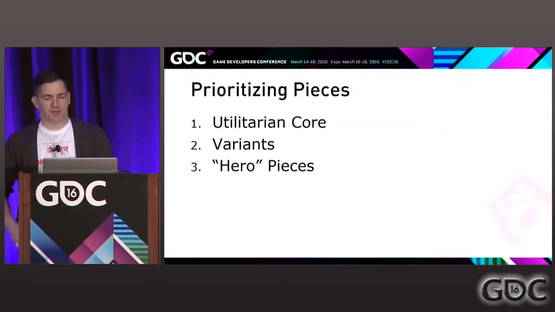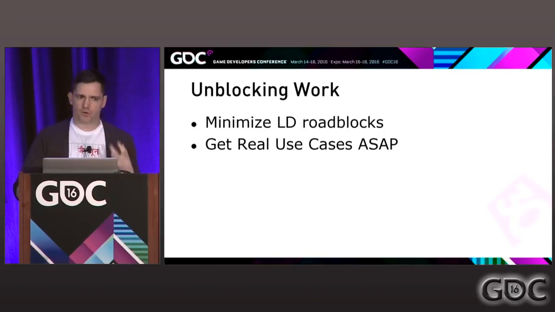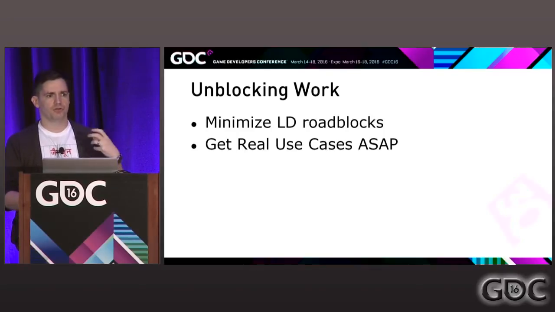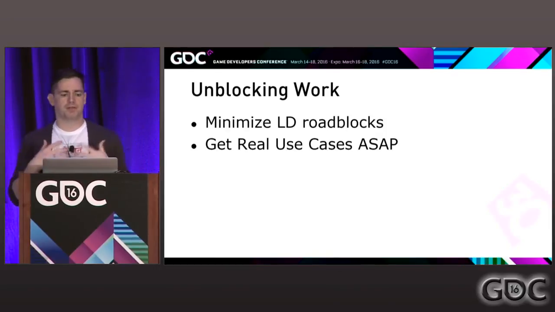So I think you saw this coming, but I'm inverting the priority, right? I think the utilitarian core needs to happen early and fast. The variants are important too, and the hero kit is the least important thing, and we actually push those way to the end of the schedule. And this mentality is all about getting out of the way of progress, making sure that you're not blocking anybody else's ability to do meaningful work. And I think if you're the artist, it behooves you to minimize the roadblocks, to not be that bottleneck.